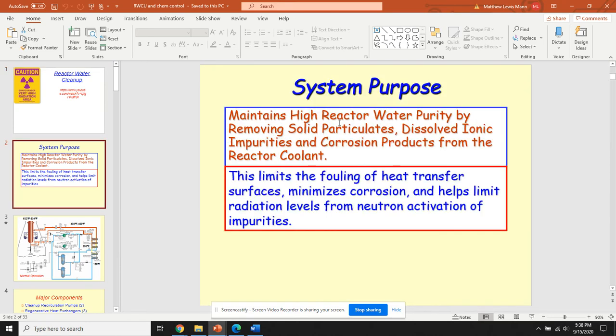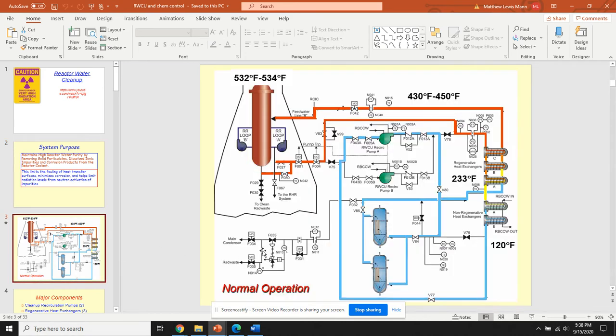So the purpose is to keep that reactor water purity very, very high, because we don't want any corrosion to start to build up on our fuel or anywhere inside the reactor at all. If that corrosion does start to build up, there's a chance that our fuel could start to rust. It also is going to prevent heat transfer from occurring, because a metal to water surface is a really good way to transfer heat. But if it starts having debris build up on the outside of that metal, then it's not going to transfer heat nearly as well as it would otherwise.